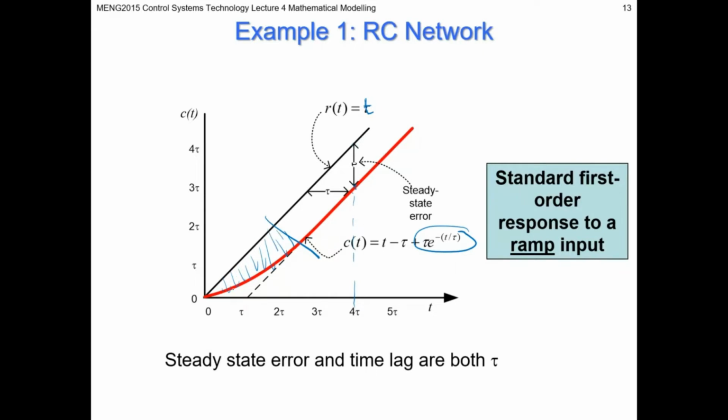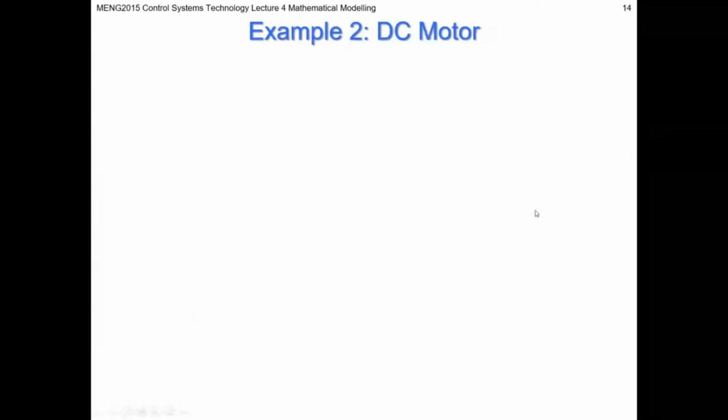But this part is the transient part, and that transient part is dominated by this decaying exponential term. Once that exponential term has decayed, then you get into a condition with the steady state error. And this is a standard first order response to a ramp input. So we looked at the response to a step input. This is the response to a ramp input, and we can see the steady state error and the time lag, both tau. Let's jump into looking at the DC motor.